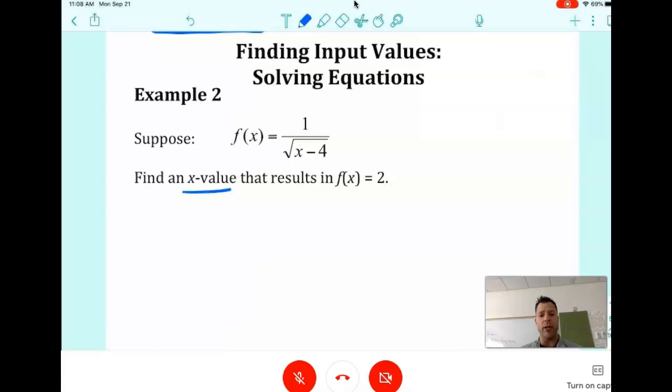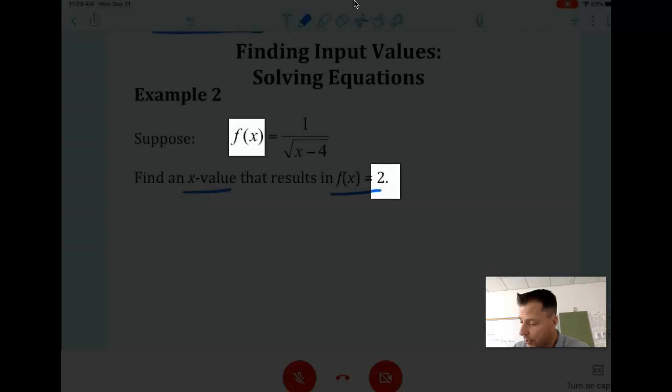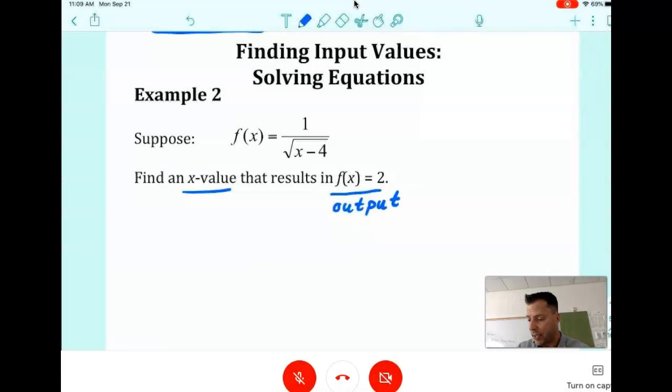There's a couple ways we can do this. You can do it graphically, and we'll show you that in Desmos in class, but in this case we're going to do it algebraically by hand. So we know that this is our output. We're going to plug that in for f of x. That 2 is going to go right there. So we're going to have 2 equals 1 over the square root of x minus 4.